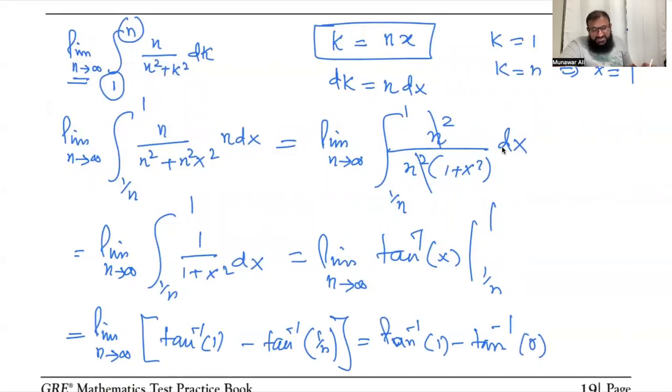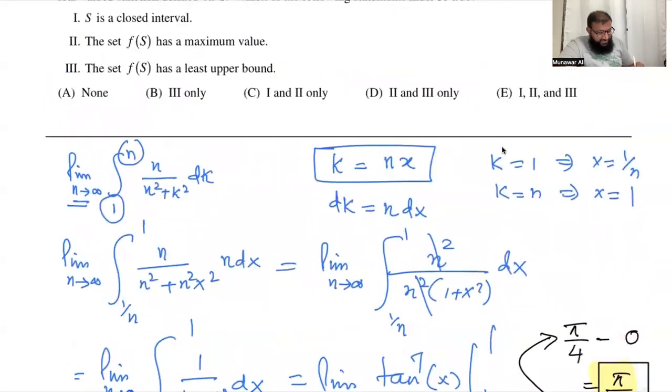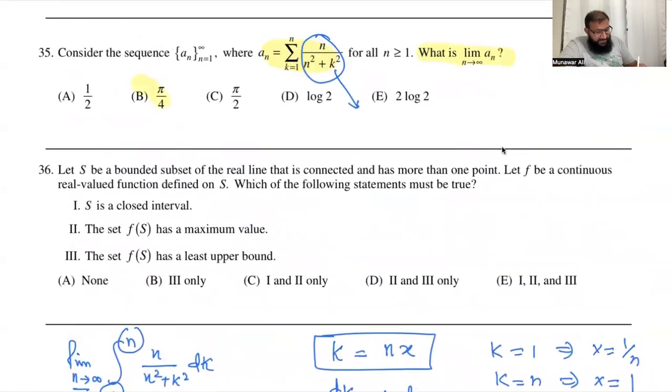Now if you know the values of these, then you are done. Tan inverse 1 is very famous, which is pi by 4. And tan inverse 0 is 0. So my answer is pi by 4. So it's going to be option B, pi by 4.